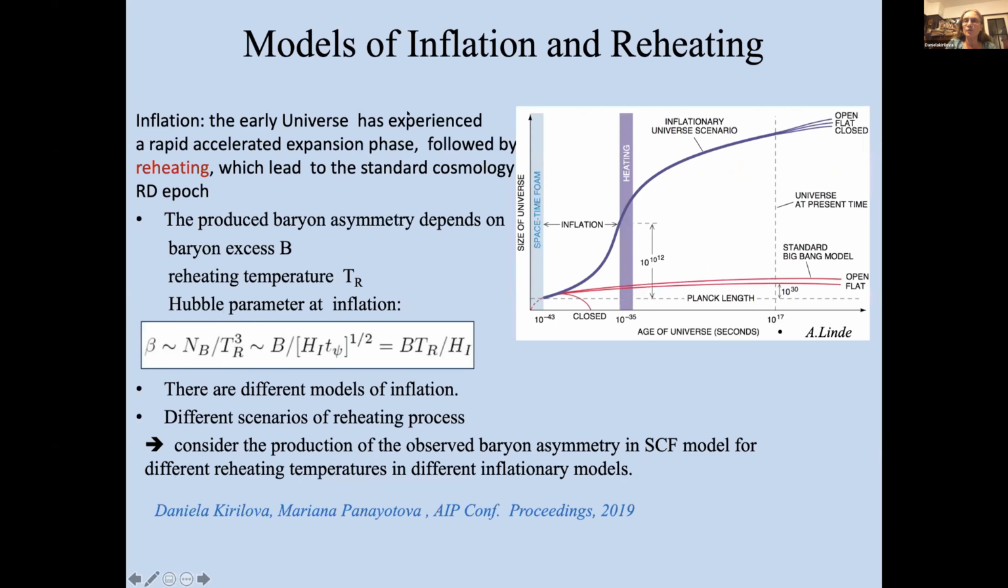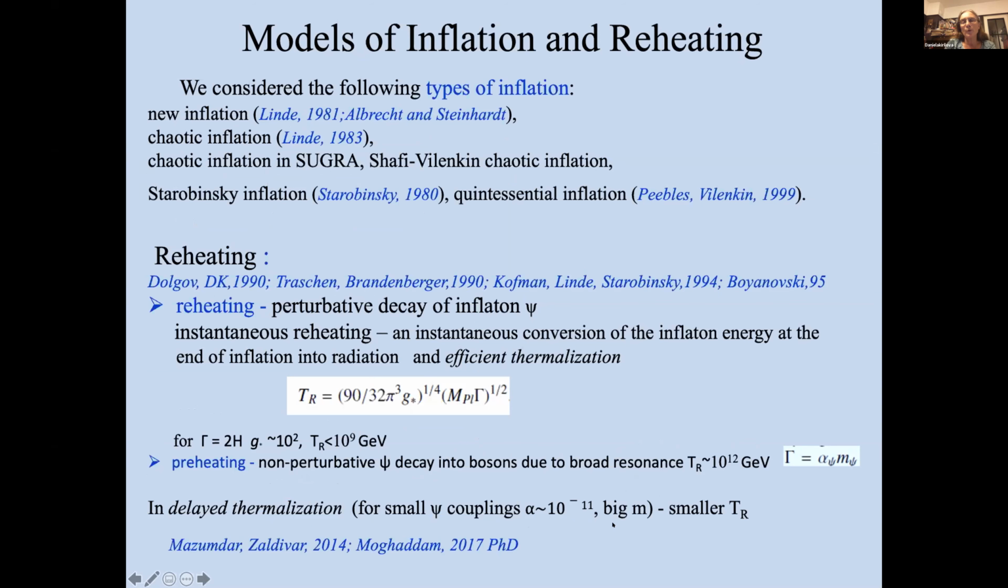Okay, so there are different models of inflation and reheating. We know that the baryon asymmetry depends both on the baryon excess contained in the field, on the reheating temperature, and also on the Hubble parameter in inflation. And there are numerous models of inflation, hundreds of models. So we had to choose some of them just for illustration to see how the model works in them. Also, there are different scenarios of reheating processes. We considered the production of the observed baryon asymmetry in this model for these different possibilities for reheating temperatures in different inflationary models. Our preliminary results were presented in our paper last year, which appeared in our conference proceedings. Now we are preparing a paper for a journal on the results which I'm showing here.